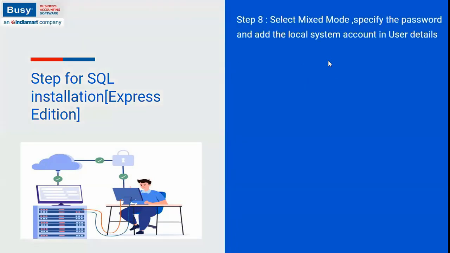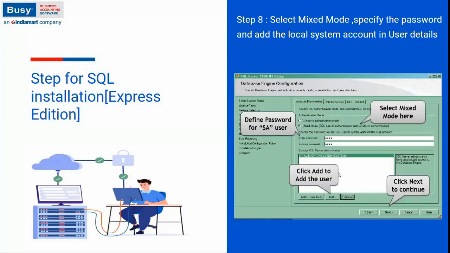Next step is to select the mixed mode. Now here you will find two modes. One is Windows authentication mode and another one is mixed mode. So what is the difference between these two? If you click Windows authentication mode, then it will not allow you to mention any password for your SQL. But in case of integrating SQL with Busy, we need a password for SA. SA is a default username. Okay. So you have to select mixed mode while installing SQL in your system.